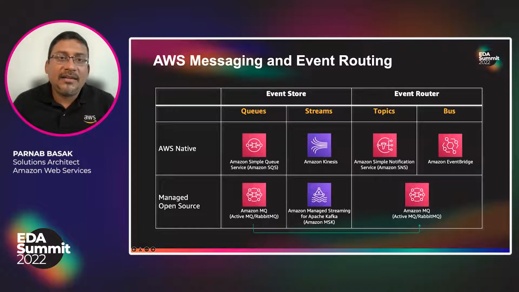Let's next look at the event router category and a couple of services there. The first is Amazon Simple Notification Service, or Amazon SNS, which is a fully managed messaging service for both application to application and application to person communication. Lastly, there is Amazon EventBridge, which is a serverless event bus that lets you build event-driven applications at scale across AWS and existing systems.